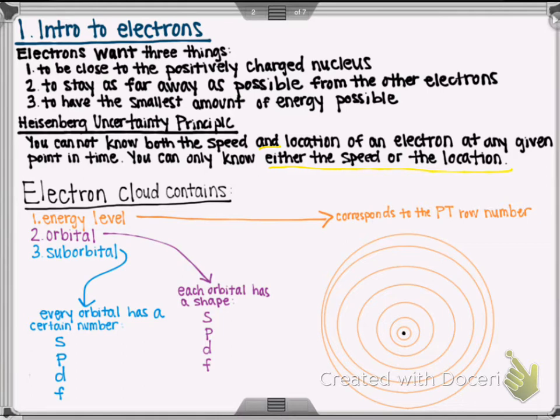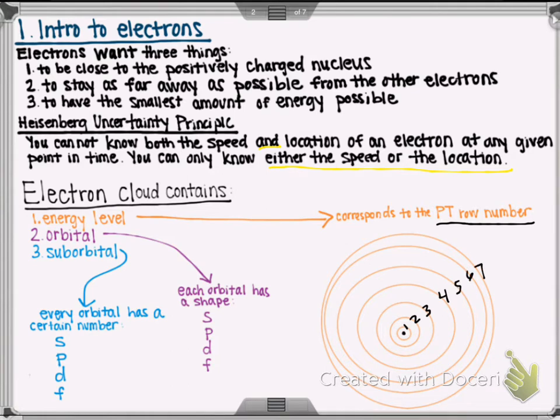Okay, so the electron cloud contains 3 things. It contains the energy level, orbital, and suborbital. Energy level is going to correspond to the periodic table row number. So, for example, if the little black dot in the middle there is my nucleus, this would be energy level 1, 2, 3, 4, 5, 6, 7.